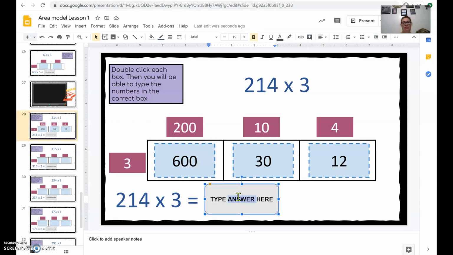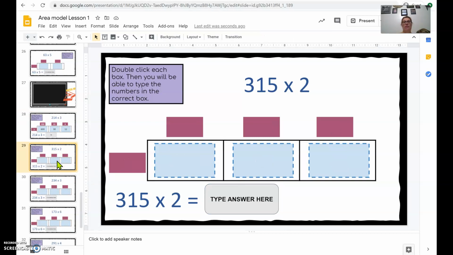2 plus 0 is 2. 1 plus 3 plus 0 is 4. And 6 plus nothing is 6. So I have 642. All right, let's do the next one.